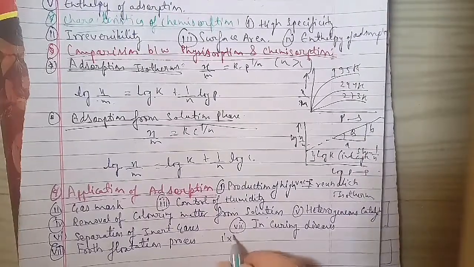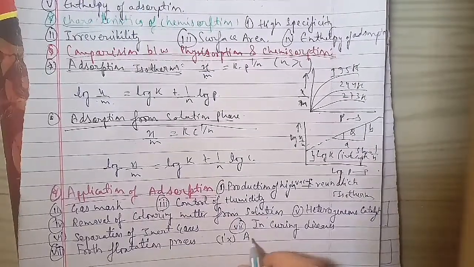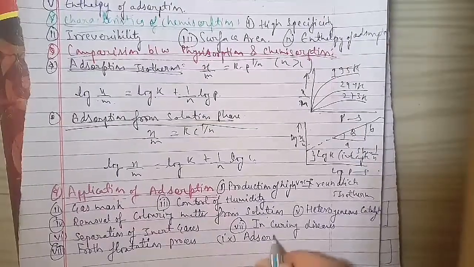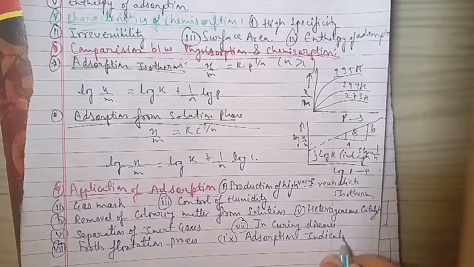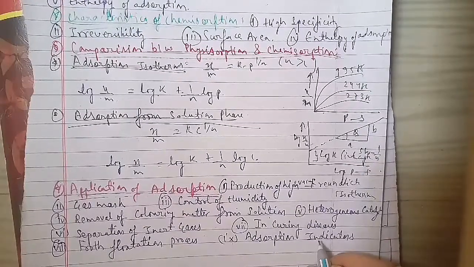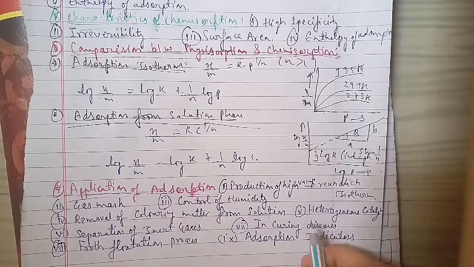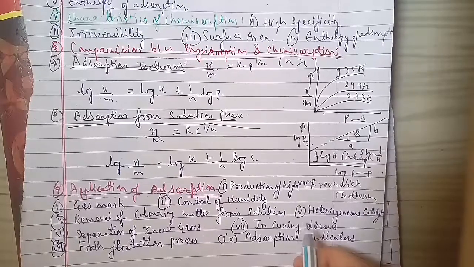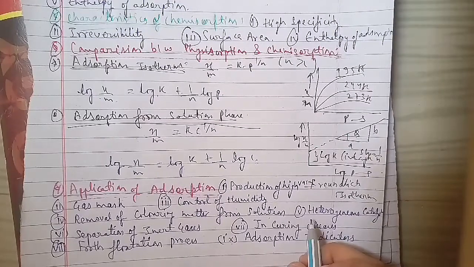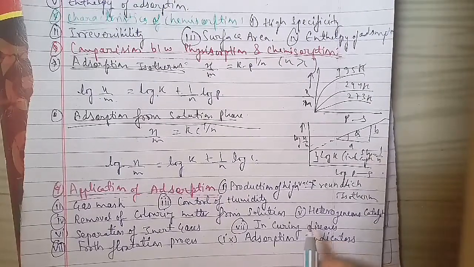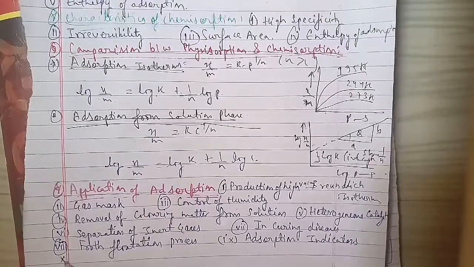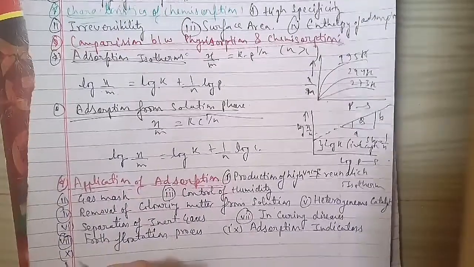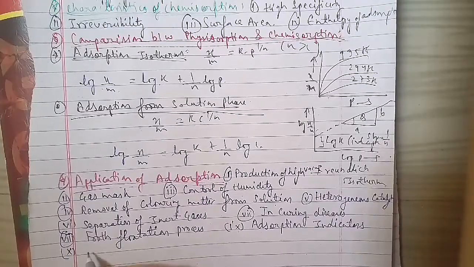Chromatographic analysis is based on the phenomenon of adsorption and finds a number of applications in the analytical and industrial fields. Now we'll talk in more detail about the questions. The first question of this unit is: write any two characteristics of chemisorption. I had told you about the fourth in detail, so you can just write any two.